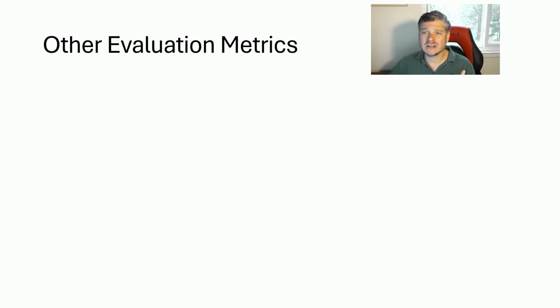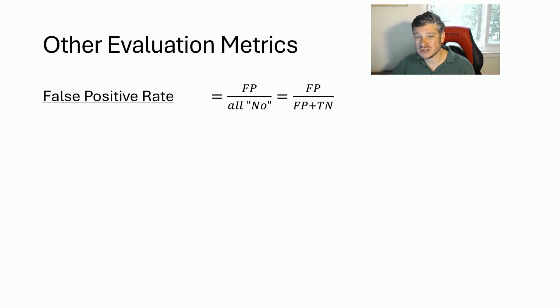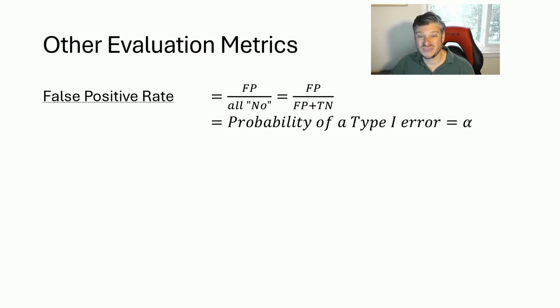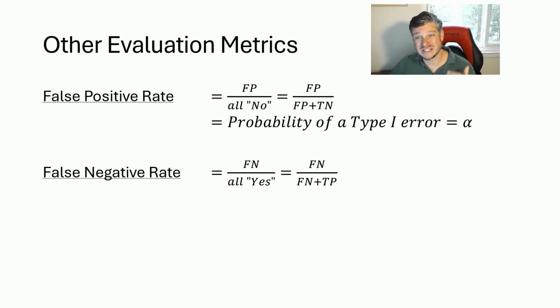There are other evaluation metrics as well. So again, besides accuracy, recall and precision are the two other big ones. We could also look at the false positive rate. So this is all the false positives divided by the false positives and the true negatives, wherever the answer should have been no. This is also going to be the probability of a type 1 error, sometimes called alpha when we talk about hypothesis testing.